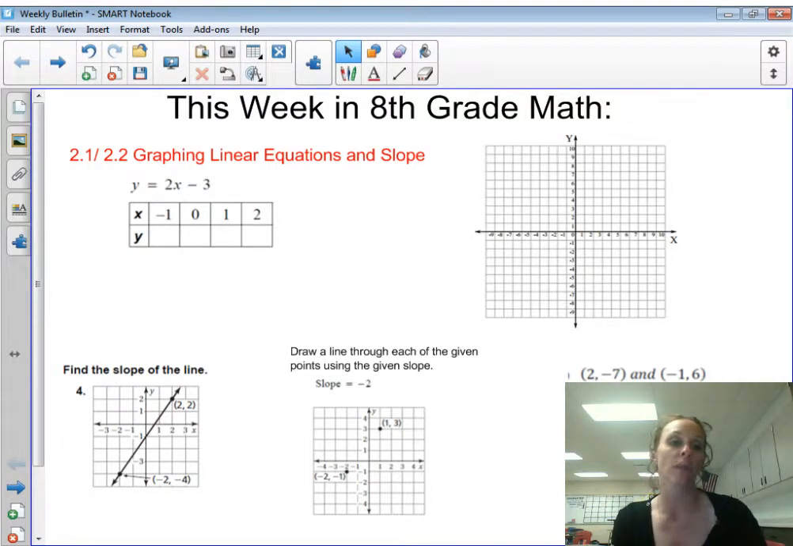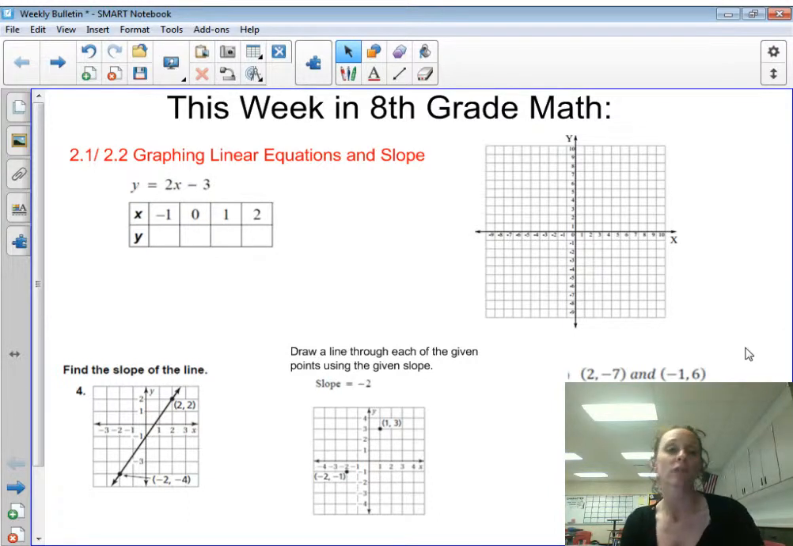This week in 8th grade math, we worked on graphing linear equations and slope. We also worked with finding the slope of a line. This was what we did towards the end of the week. And then also drawing lines through graphs when we were given a certain slope. We also worked when we were either given a table of coordinates or a set of coordinates, like I have here, in finding the slope of that line.